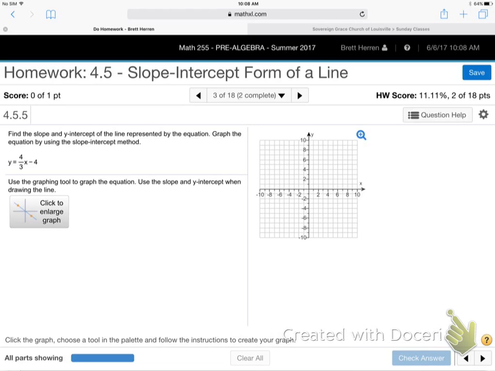Okay, try that one. Same kind of thing. They want you to graph it. All they want is the graph. So find your first dot.